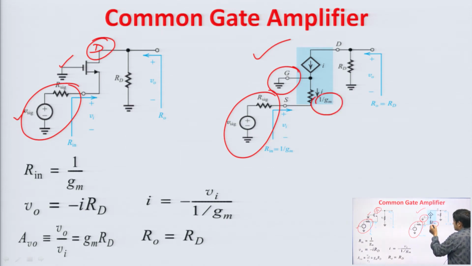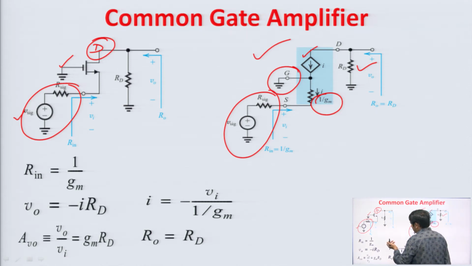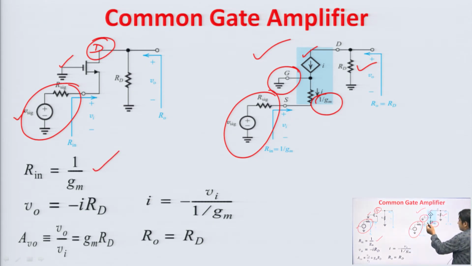This 1 by G m is the source resistance, R d is the drain resistance, and this is the dependent source. You are all familiar with it because we have done it multiple times. So, you can see that the input resistance from the T model is very straightforward. The input resistance is 1 by G m.